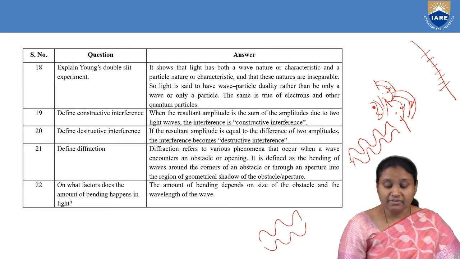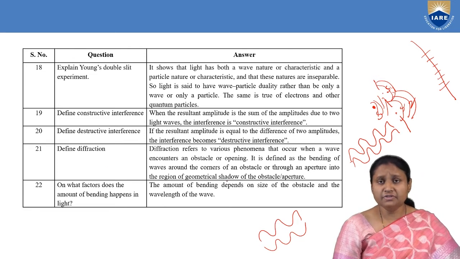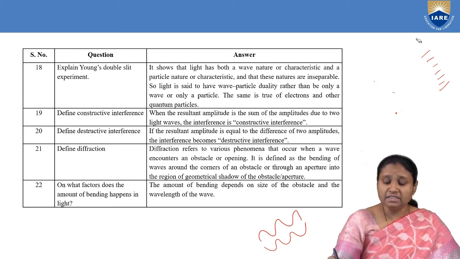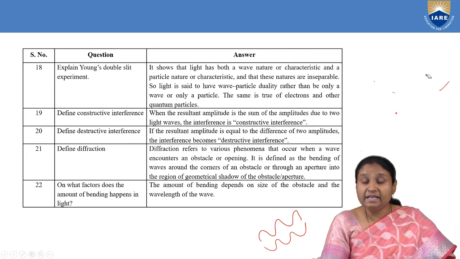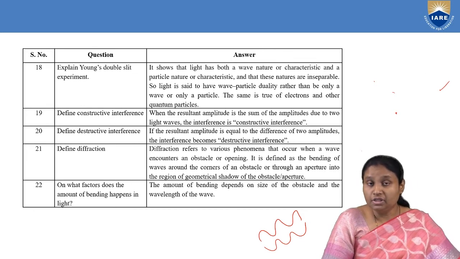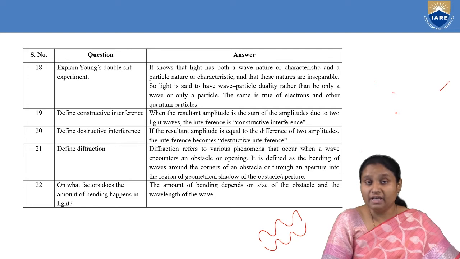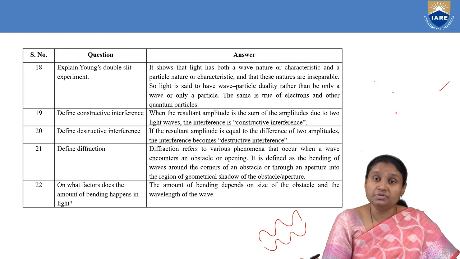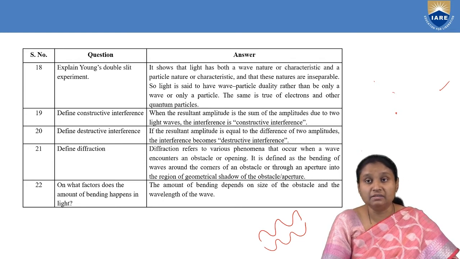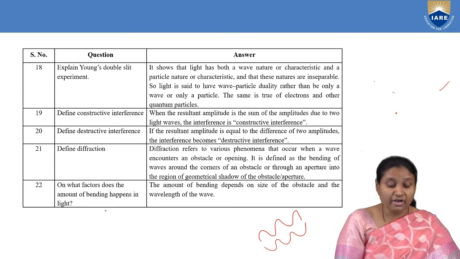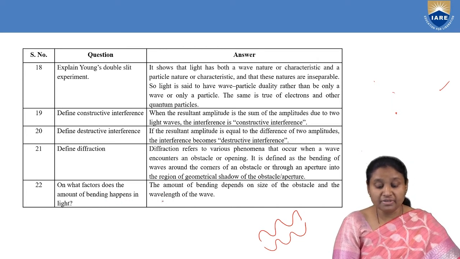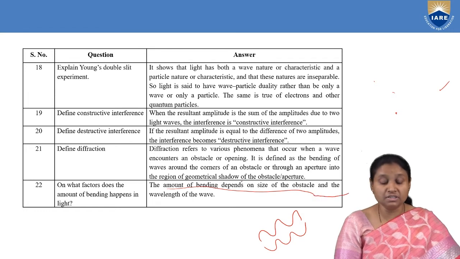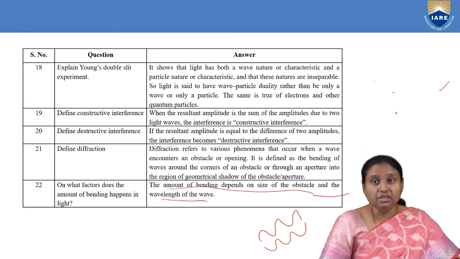The next, define diffraction. What is diffraction? We know that if you keep any obstacle in the path of light, then what you will observe here is light will bend around the corners of the obstacle, and because of bending of light, you will have spreading of light with different intensities at different points on the screen, and this spreading of light is nothing but diffraction. And on what factors does the amount of bending of light depend? Here the amount of bending depends upon two factors. One is the size of the obstacle, another one is of course the wavelength of the wave.